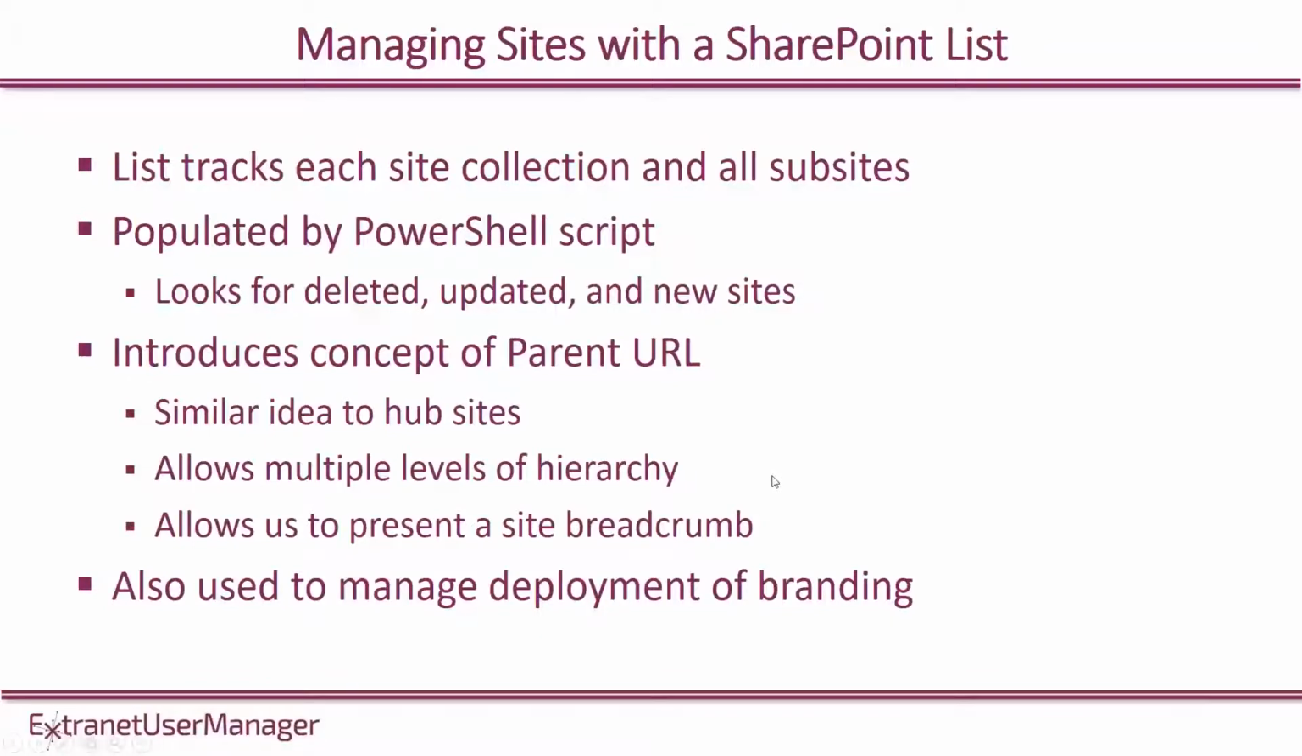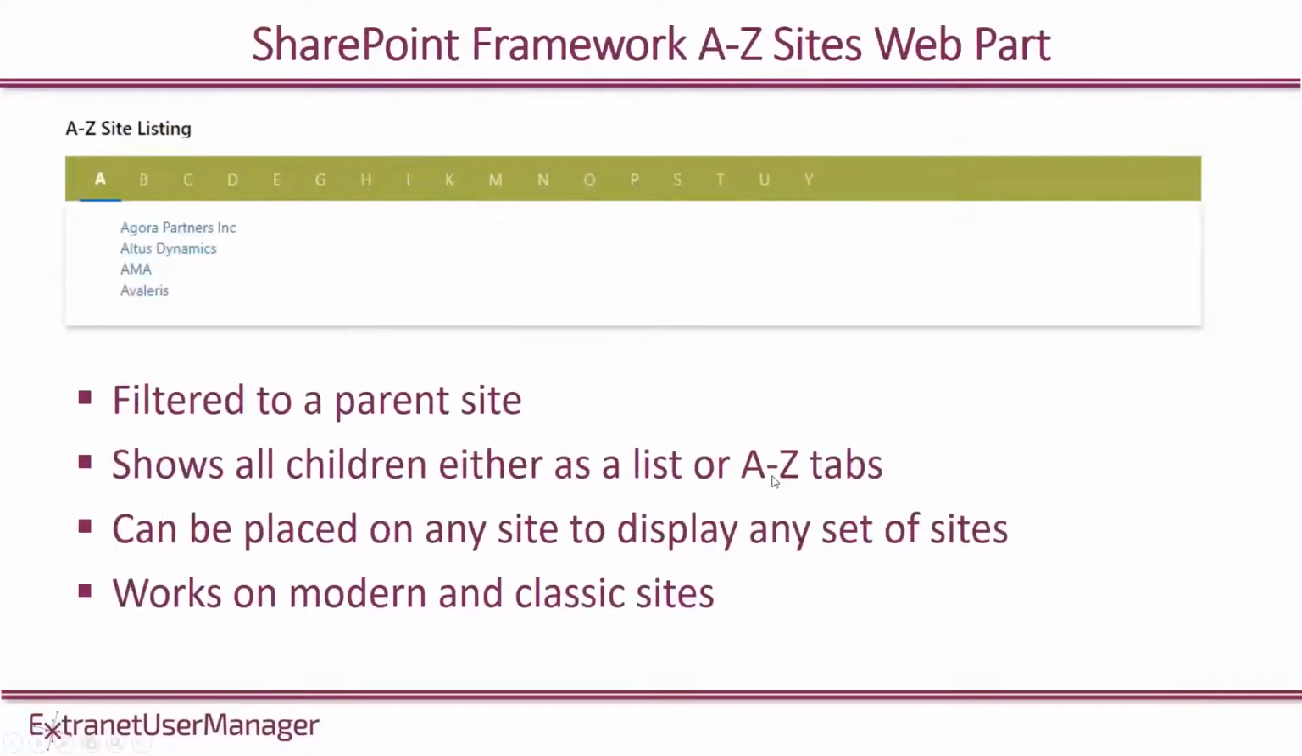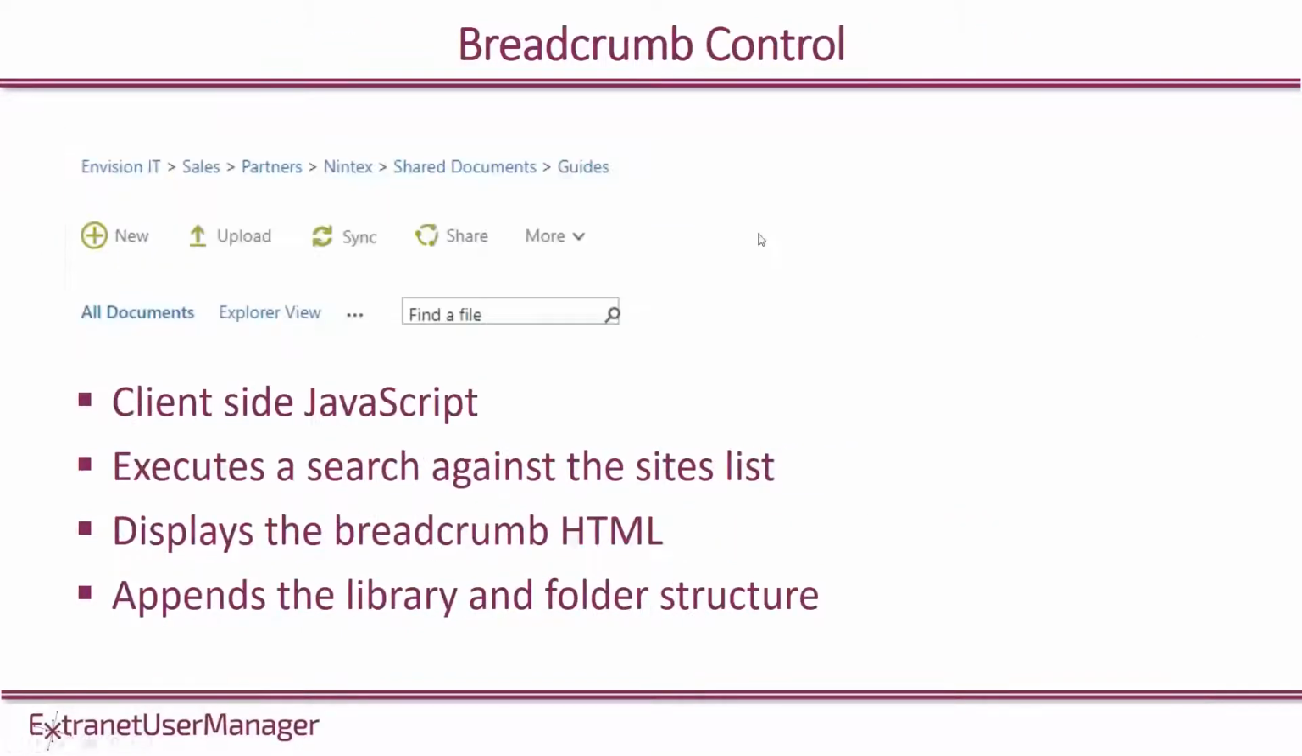So we've talked about the list. We've talked about the A to Z web parts, so the idea that can be filtered to a parent site, shows all the children. We can drop it on any modern or classic site, so that's great. I showed you the breadcrumb control as well. So we've got the Nintex example here.